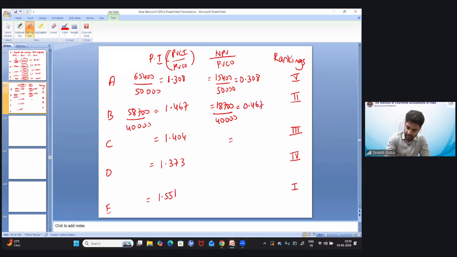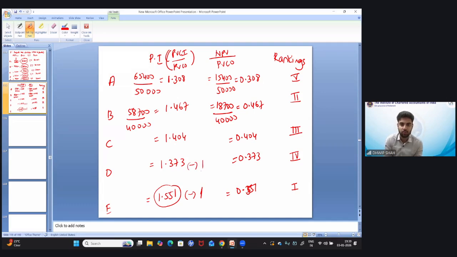0.467. C's answer will come 0.404, D's answer will come 0.373, E's answer will come 0.551. ठीक है? Why? Because NPV is nothing but this minus outflow per 1 rupee. Are you getting this? This minus 1 will give you NPV per 1 rupee of investment.